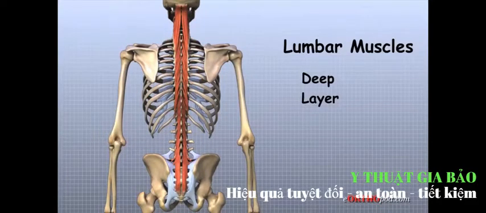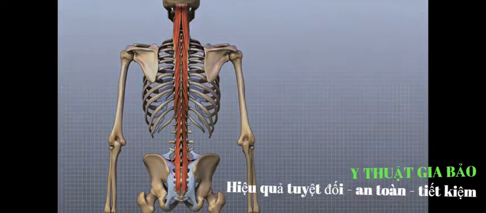These muscles connect the lumbar vertebra, pelvis, and sacrum, and coordinate movement with the muscles of the abdomen to help hold the spine steady during activity.